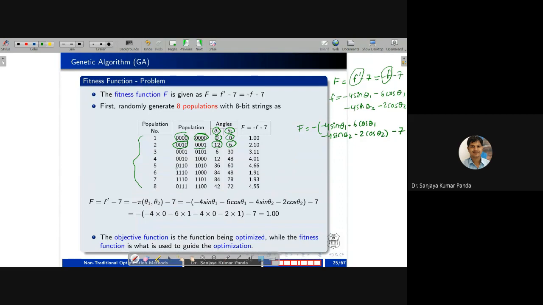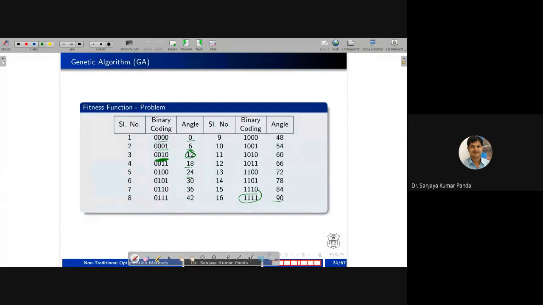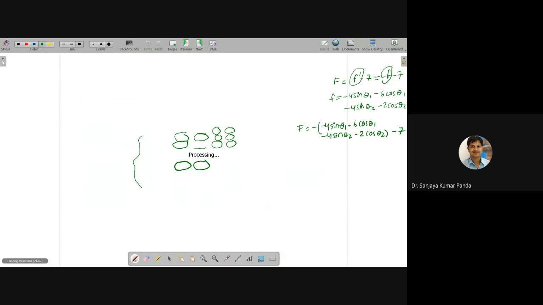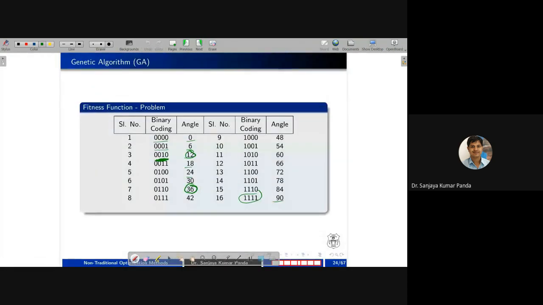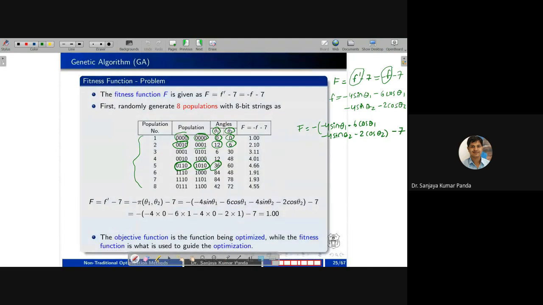Now let us go to population number 5: 0, 1, 1, 0 and 1, 0, 1, 0. For 0, 1, 1, 0, what is the angle? It is 36, right? And 1, 0, 1, 0 means the angle is 60. So randomly you have taken some populations, that is 8 populations, and each population is 8 bits, right? And their corresponding angles are written here.